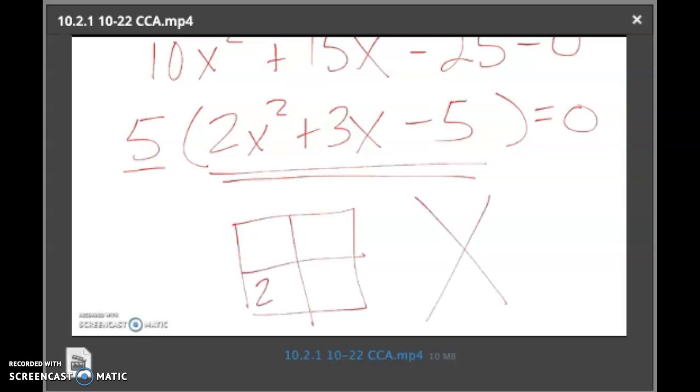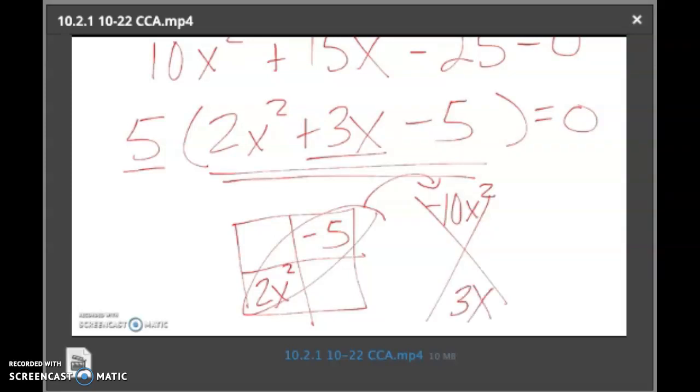I get 2x squared and negative 5 ones. I multiply those together to get the top of my diamond. That gives me negative 10x squared. And then in my equation, I have 3 x's. So I'm thinking about those factors that multiply to give me negative 10x squared and add up to give me 3 x's. Those are going to be, let's see, positive 5x and negative 2x. Yep, this will work.